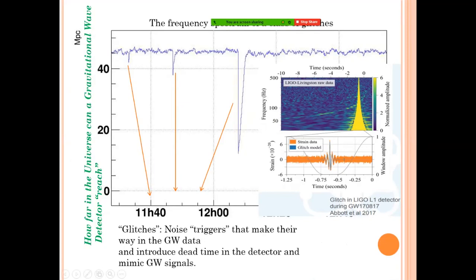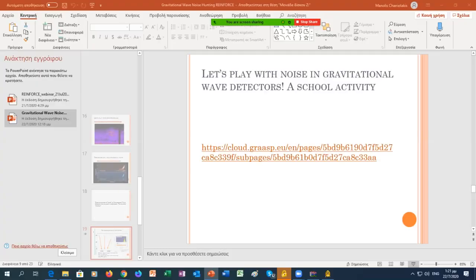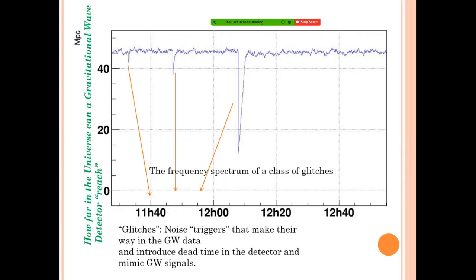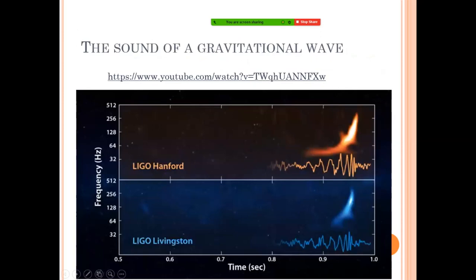I will try to make it a bit bigger, actually, in order to show it in more detail. Okay, so I go back to the presentation. Here, this is a spectrogram, frequency over time. And here, the line that you see here is the gravitational wave. Once again, you saw it previously. It is the same thing.